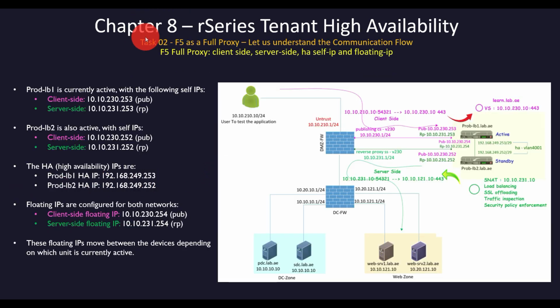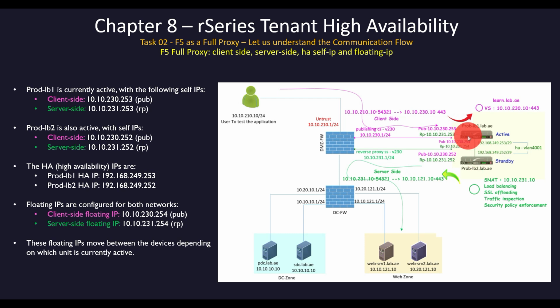Task 2. FI as a full proxy. Let us understand the communication flow. As you know, FI operates as a full proxy. In this topology, there are two FIs configured in high availability mode. Let us discuss how client side, server side, and HA self IPs and floating IPs are configured in this.